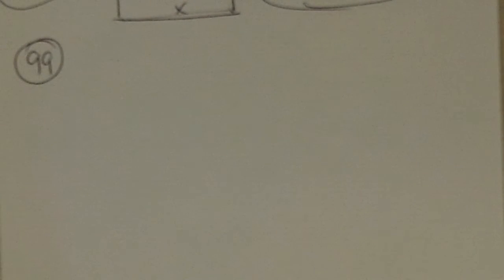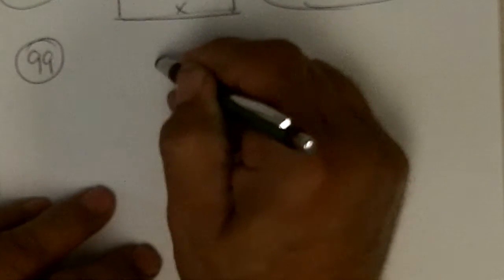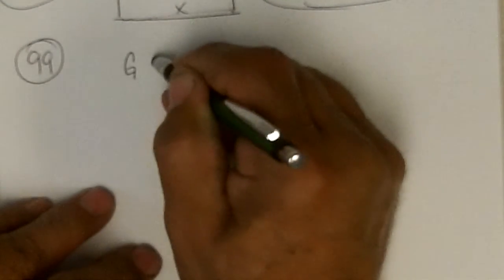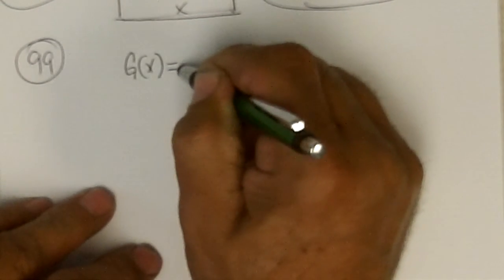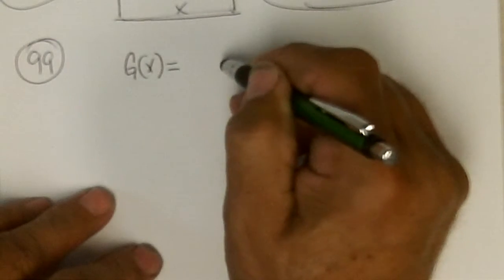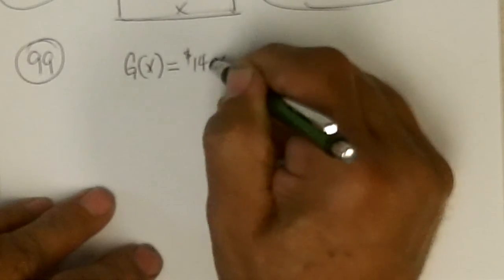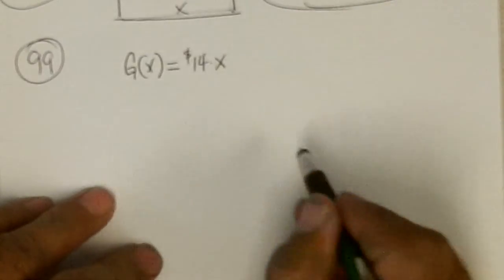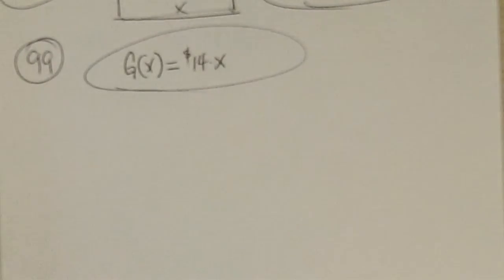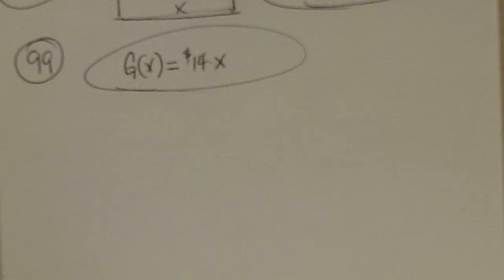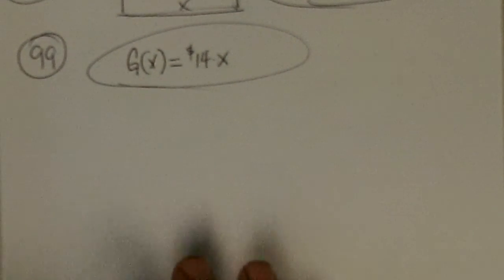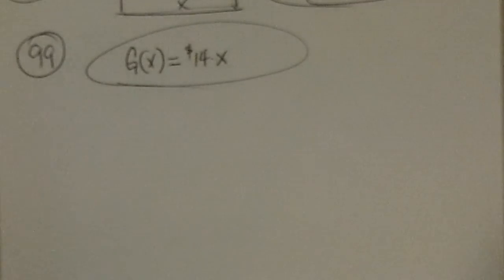And finally, on this assignment, 99 says express the gross salary G of a person who earns $14 an hour as a function of X hours worked. The gross salary as a function of X, where X is the number of hours worked, and they get $14 an hour, so 14 times every hour is the gross they get. And that's it. Easy peasy. And that's all of the questions from the assignment.